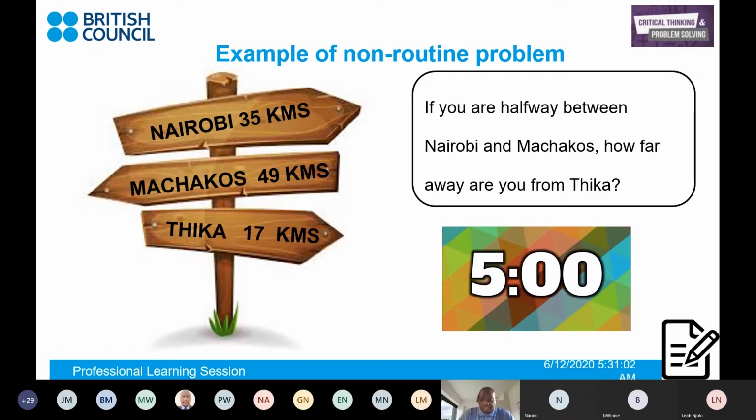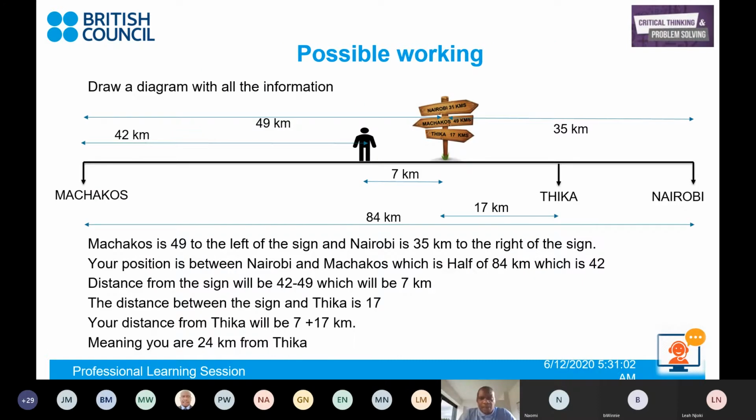So thank you for sharing your answers. I also want to share my answer, and then we can compare the answers. This is how I worked it out. I drew a diagram, and I put Machakos 49 on that side, and Nairobi 35 on that side. And I'm supposed to be at the center of the two. So the total is 84, meaning that at the center, I'll be 42 kilometers from each of the sides. So that is where I'm standing.